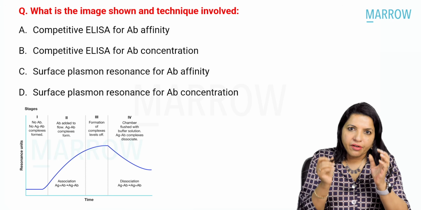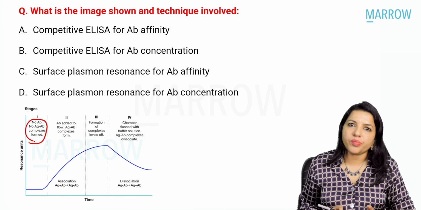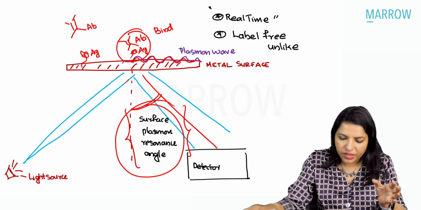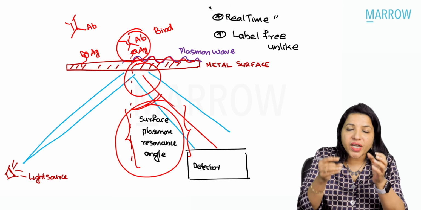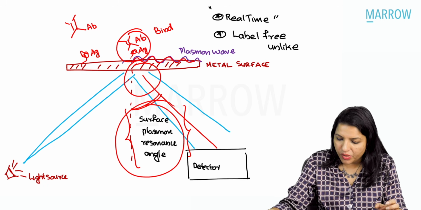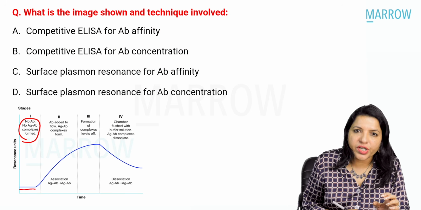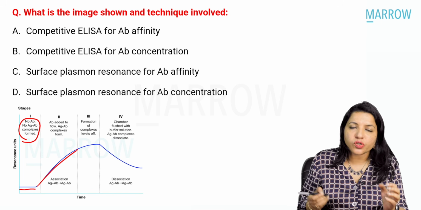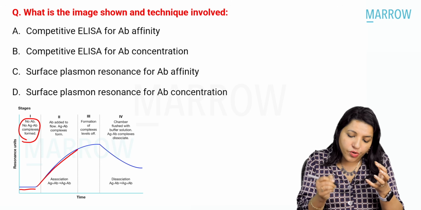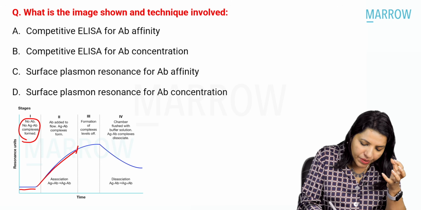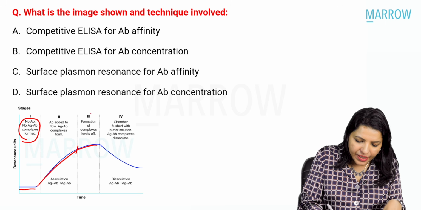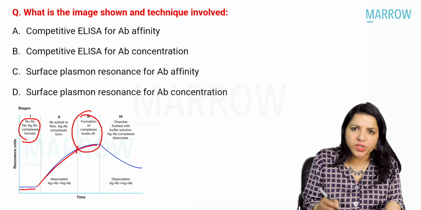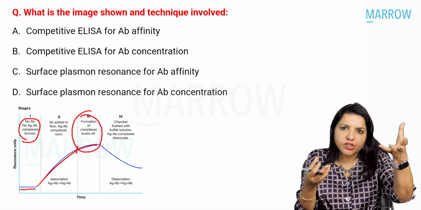Initially, when there is no antigen antibody complex formed, there is no surface plasmon resonance. Why? Because surface plasmon resonance happens only if the antigen antibody complex is formed. So initially there is no response. Now when we start to add antigen, gradually you can see there is an ascent. This is like an association of antigen and antibody. At the peak, you can see there is a particular area where it's almost plateauing, and this is the formation of the complexes. Then the antigen and antibody complex starts to detach.